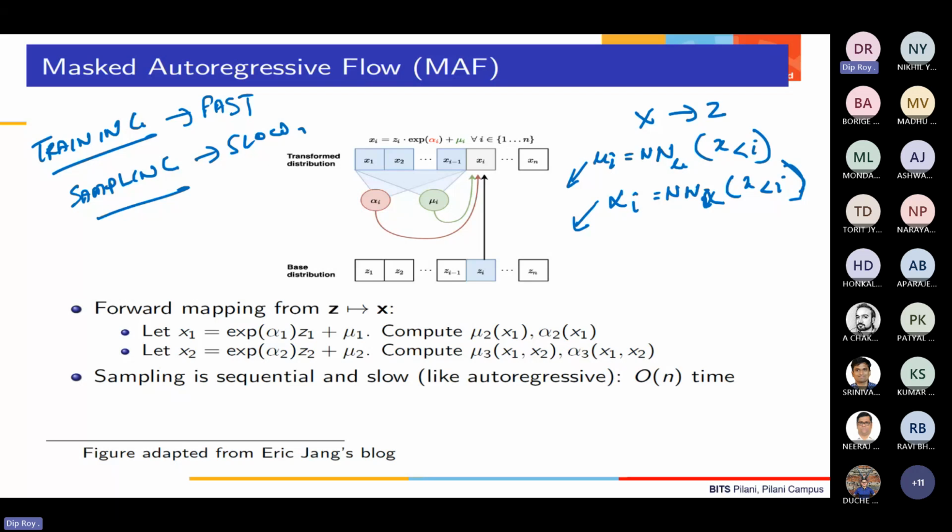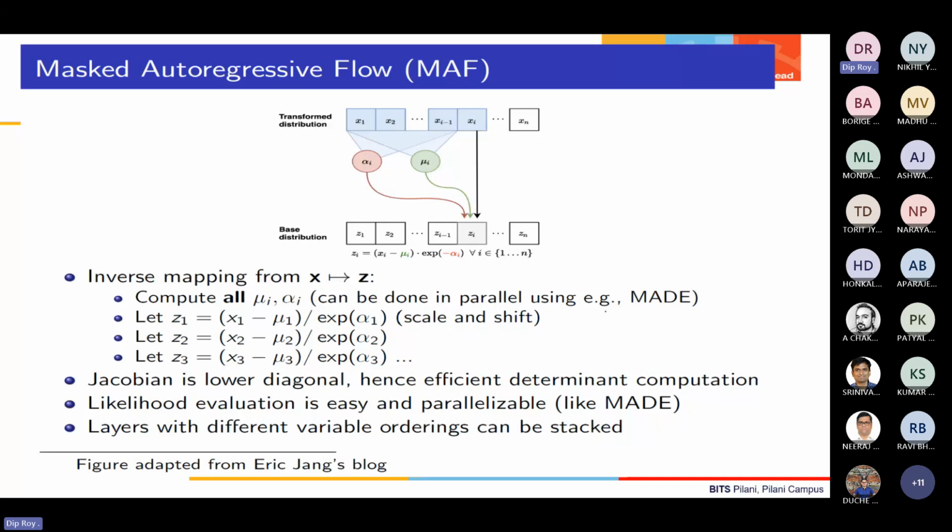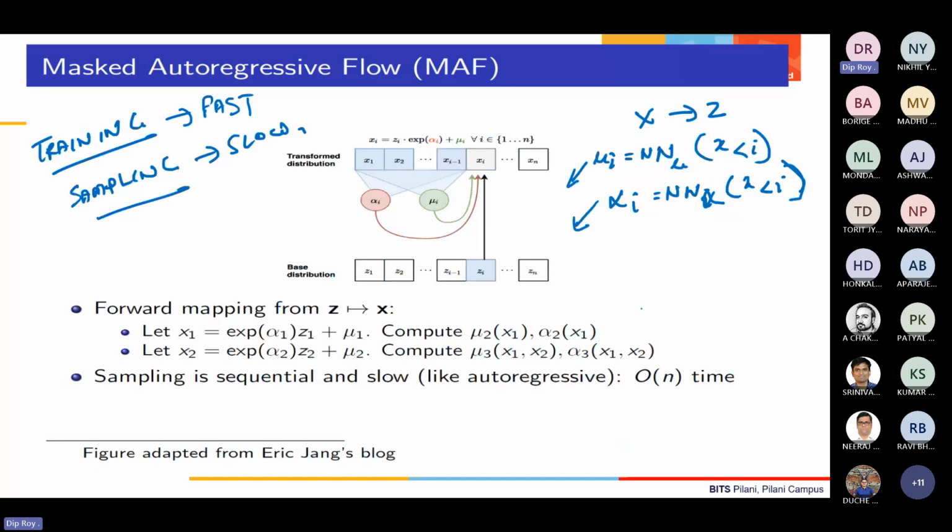Okay, your training is fast and your sampling is slow. And now you see what is going to happen here. This particular version is showing you how the inverse mapping is. This is the same MAF. It is the inverse mapping, and inverse mapping is going from X to Z. This is what we are modeling. This is the version that we are going to inverse.